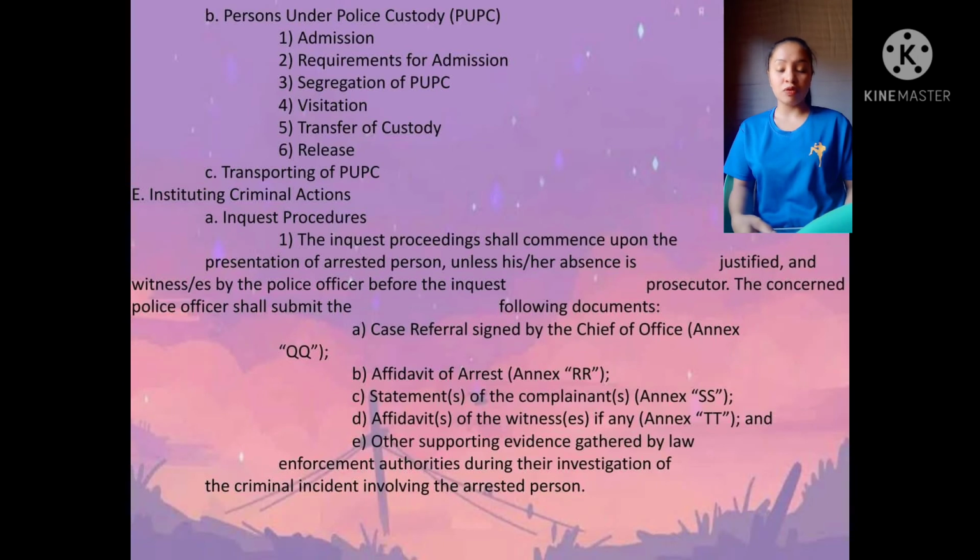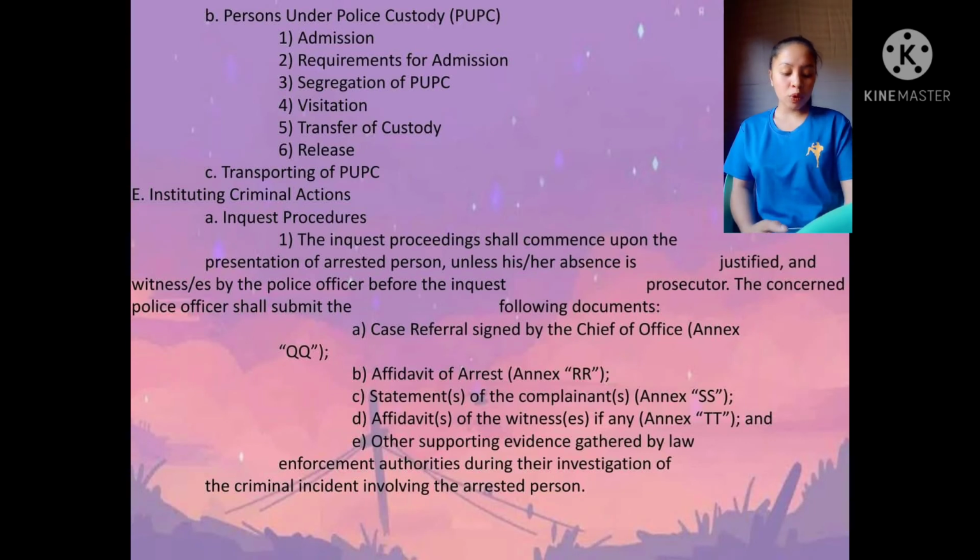Number two, the transport of PUPC shall be done using official PNP vehicles. Of course, when they transport a person under police custody, the vehicle used should be the vehicle which has official PNP badges, and other vehicles may be utilized subject to the approval of the head of the concerned unit. In other cases, other vehicles could be used if approved by the head of the concerned unit.